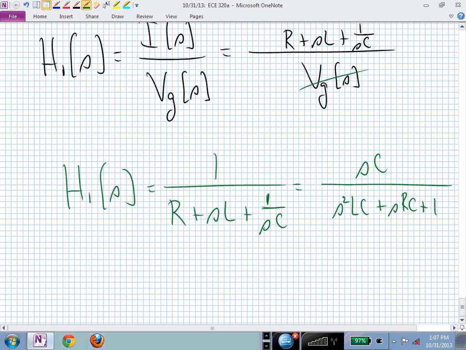Positive. So now if we factor out LC and obtain a monic polynomial, which just means your leading coefficient is normalized to 1, and put the LC upstairs maybe, now we have an S squared plus an S times R over L plus 1 over LC. Those two coefficients are present and positive. So you know this is a stable transfer function.